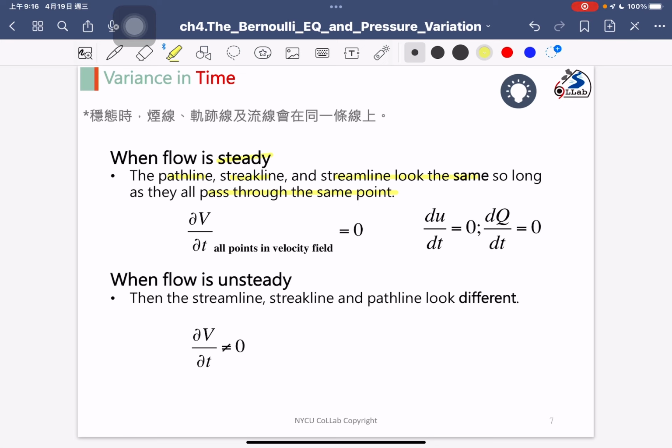Okay, and what is steady? Looking at the mathematical representation here, the velocity doesn't change with time, so the gradient is 0. So we call that steady flow. In other words, we can say that the discharge, Q, is discharge. In the following class, I will teach you what discharge is.